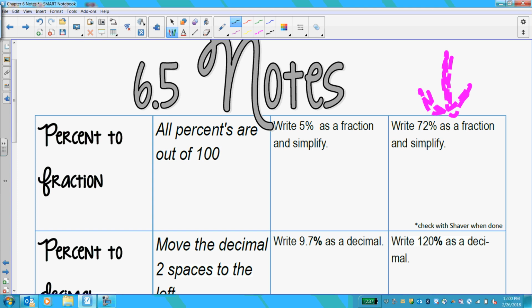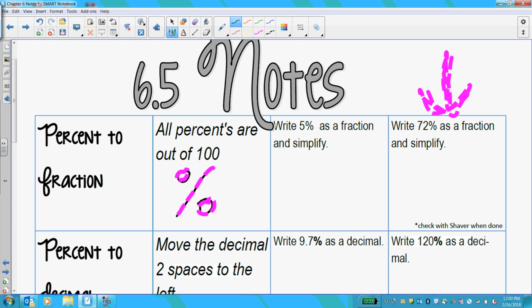All right, so percents to fractions. One thing you need to know is all percents are out of 100. That's why a lot of times we use percents to compare things. So if you get a 98% on a test, you got 98 out of the 100% that's offered. Another way to remember that it's 100: if you notice, a percent makes 100. Here's the 1, here's the 0, 0. So percent is always out of 100.